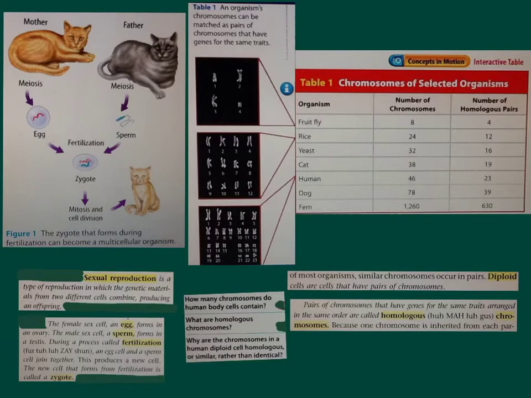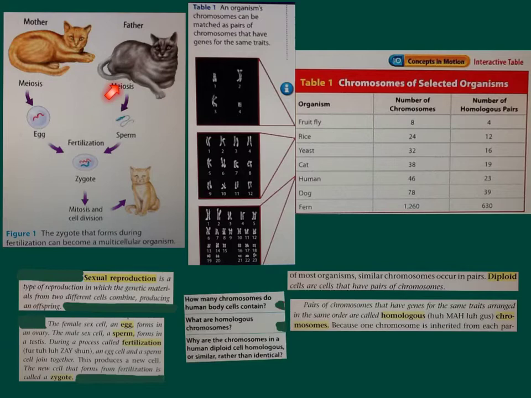What is sexual reproduction? Have you ever seen a litter of kittens? One kitten might have orange fur like its mother. A second kitten might have gray fur like its father. Still another kitten might look like a combination of both parents. How is this possible? The kittens look different because of sexual reproduction. Sexual reproduction is a type of reproduction in which the genetic materials from 2 different cells combine, producing an offspring.